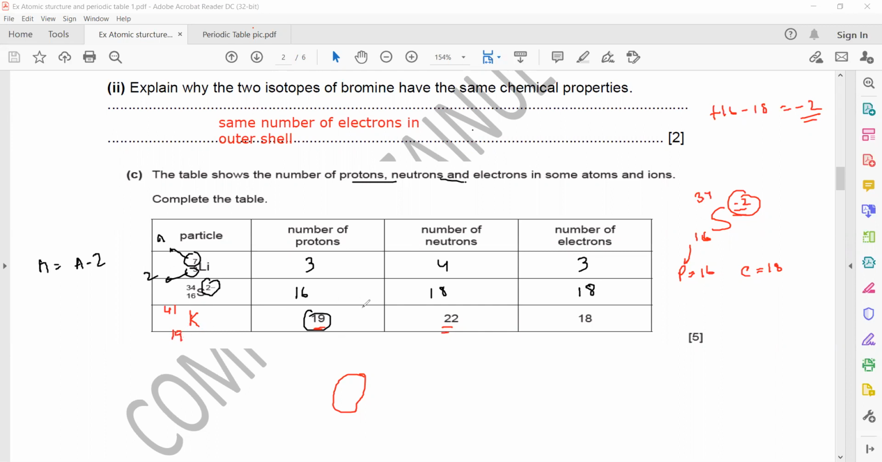And what about the charge? There are 19 protons and 18 electrons. Protons are positive and electrons are negative. So plus 19 minus 18, the net charge will be plus 1. Is it clear, this part C?